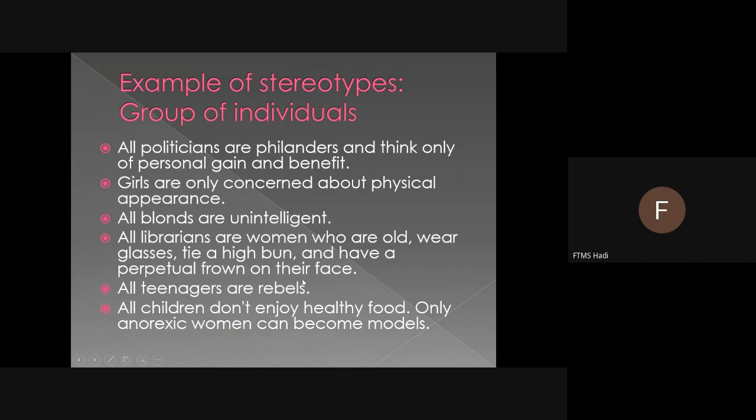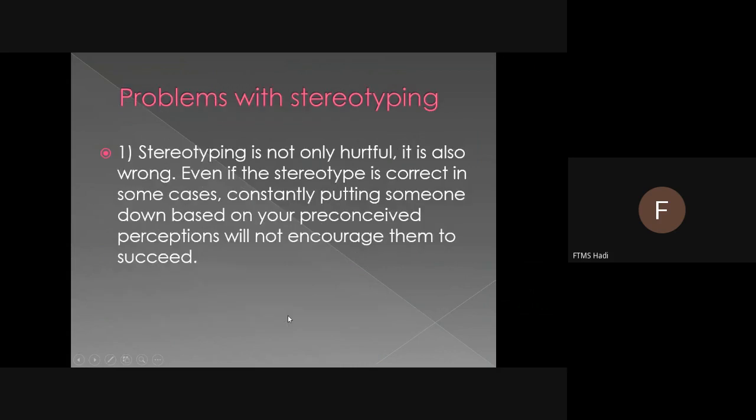All teenagers are rebels. Rebel means that they like to express feelings. I mean like they easily get flustered, angry, and so on. All children do not enjoy healthy food, they like junk food. And women make good models. Okay, so the problem with stereotyping is that the judgment reflects the whole society, not only hurtful but also wrong.